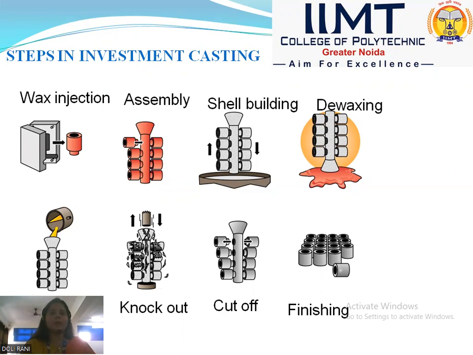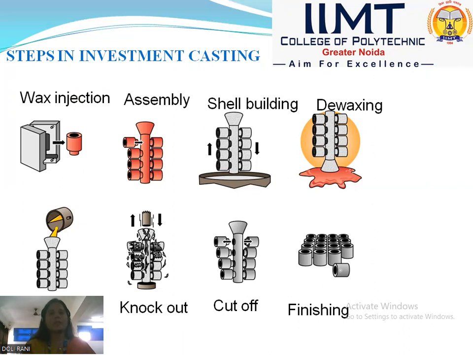Now these patterns are assembled on a tree. Then this assembly is ready. Then this assembly is dipped into the ceramic slurry for coating purpose. It means this whole assembly is dipped until a thick coating is found over this assembly. And now after solidification, when the shell is dried, then dewaxing is done.